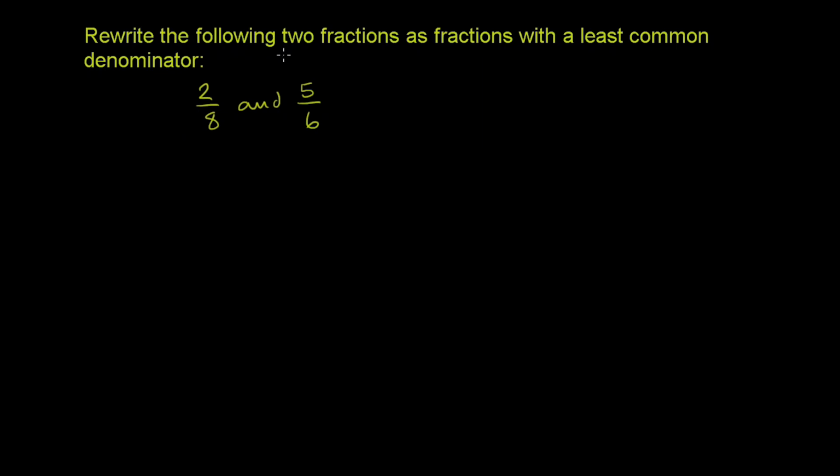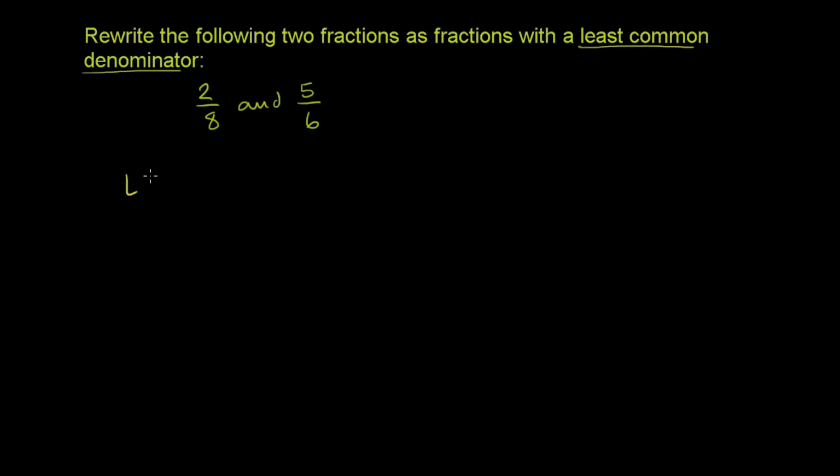We're asked to rewrite the following 2 fractions as fractions with a least common denominator. So a least common denominator for 2 fractions is really just going to be the least common multiple of both of these denominators over here. And the value of doing that is then if you can make these a common denominator, then you can add the 2 fractions, and we'll see that in other videos. But first of all, let's just find the least common multiple.